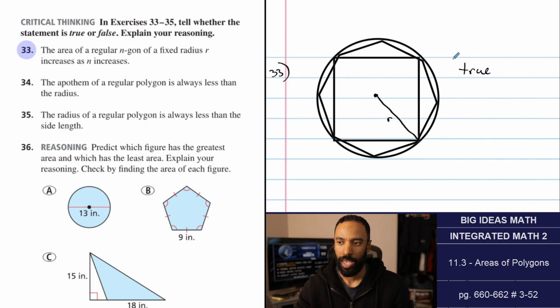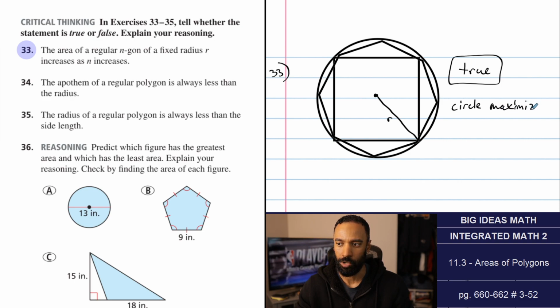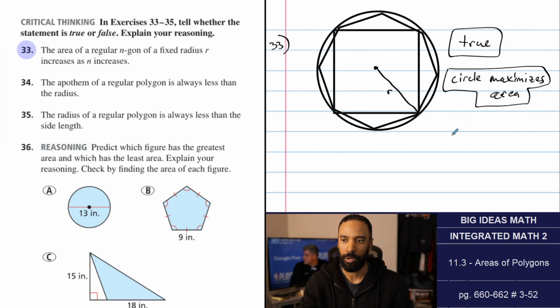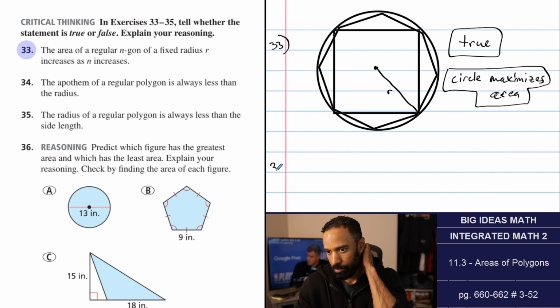But true, and I'll just say circle's area, a circle maximizes the area, and a circle is like an infinite number of sides if you think of it like that. Not really, but it's like it approaching the infinite number of sides. So that works for me.